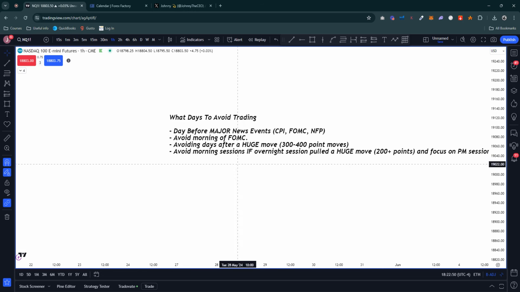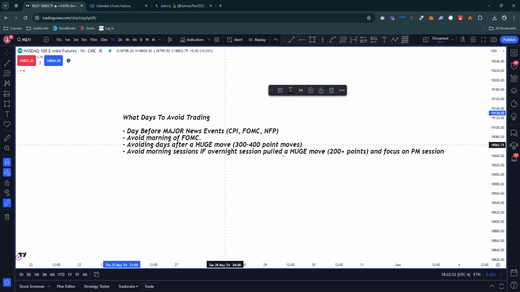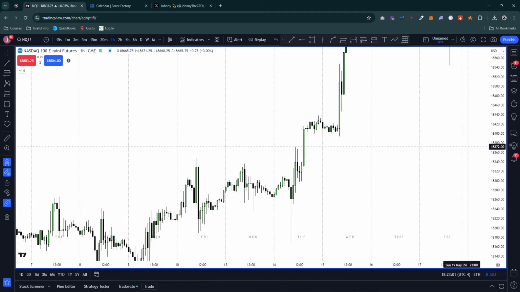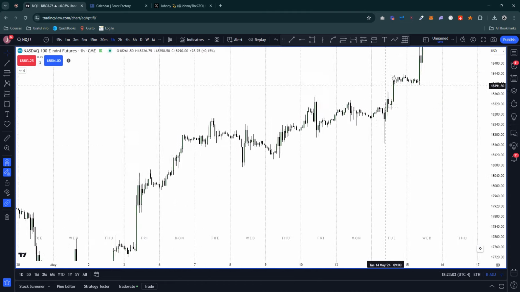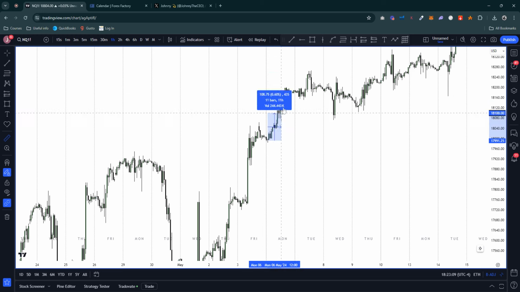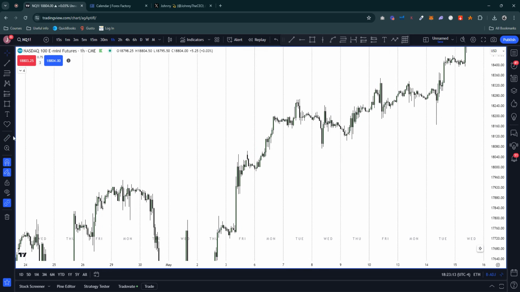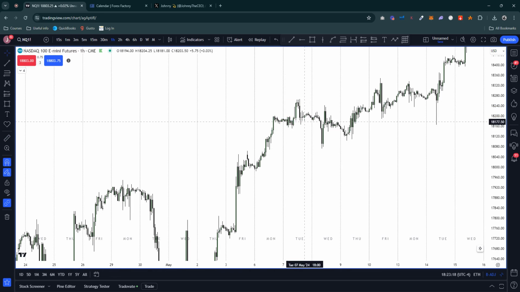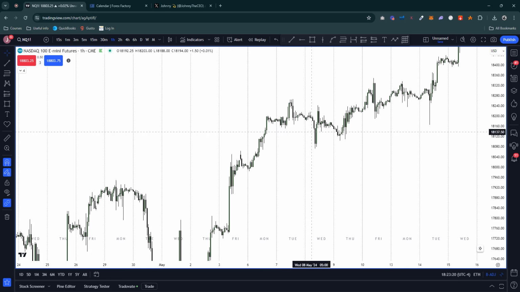So avoiding days after a huge move. The day after a huge move is usually consolidation. I'll show you an example right now. For example, this Monday we had a huge move going into the week, and this was a week where we barely had news. We had about a 200 point move. And look at the next day, just pure sideways action. You definitely want to avoid that.